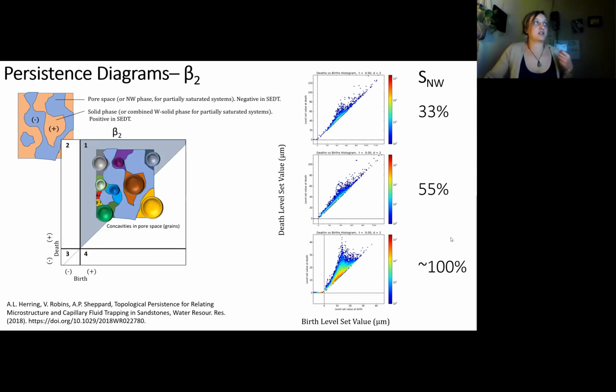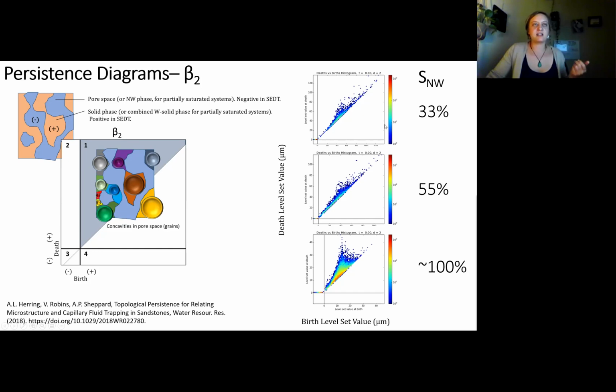Okay, and finally, when we're looking at Betti 2 features in these diagrams, so this maybe comes back to the question that was asked earlier about the solid phase. As we're going through this filtration process, eventually we get to this point where we're eroding away the outer edges of the solid phase. And at that point, we're starting to disconnect the grains from one another. And so that's when we're starting to create these Betti 2 features when we're thinking about this filtration process. So basically, we're isolating all the grains or the conglomerates that comprise the obstacles that the non-wetting phases are flowing around.